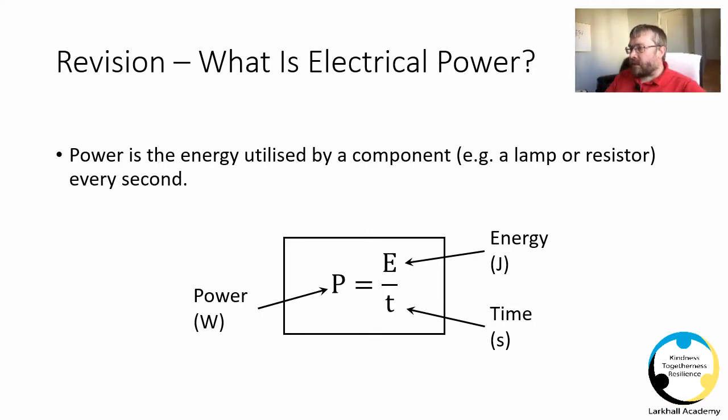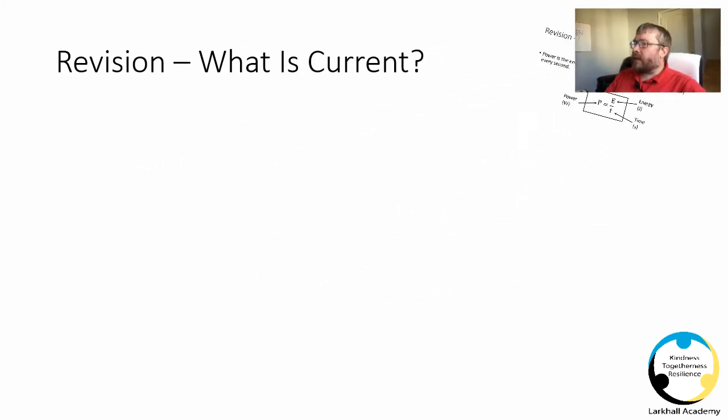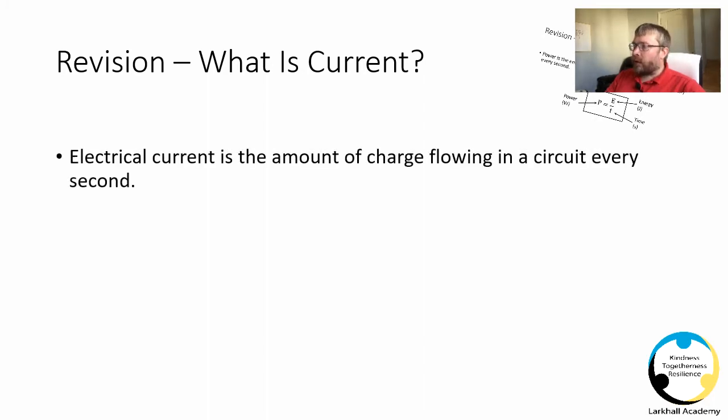Let's just throw all that to the side for a little minute and let's have a look at current. What was current? Now this is something we looked at quite recently. We revised our understanding of current. We just tidied up that definition a little bit. So I'll give you a little second just to think about what current was. Hopefully you all remember this one. Electrical current is the amount of charge flowing in a circuit every second. It's the amount of charge that's flowing through that circuit every single second.